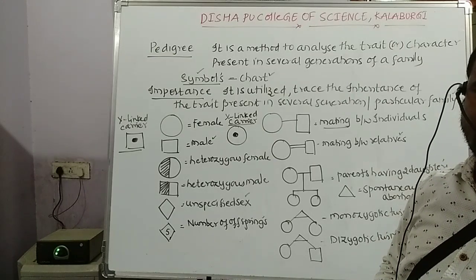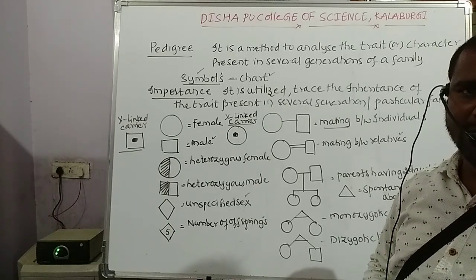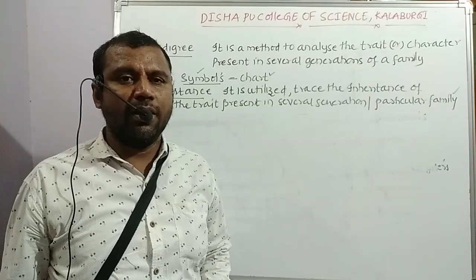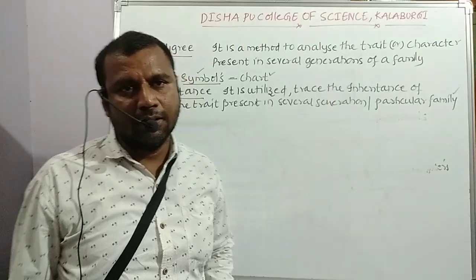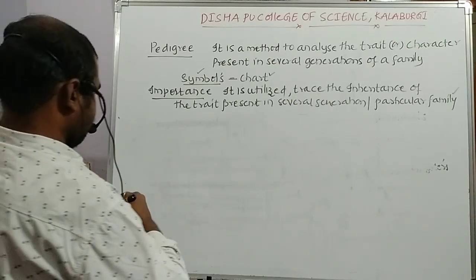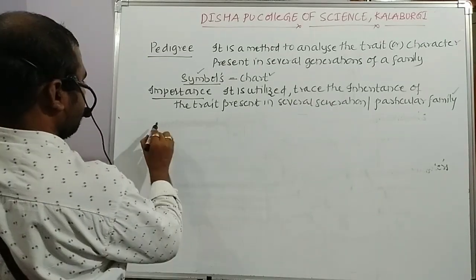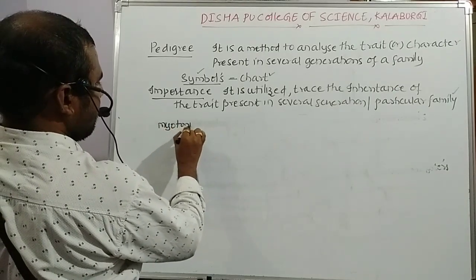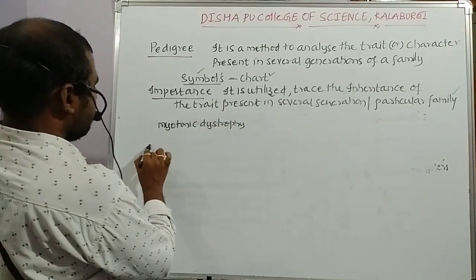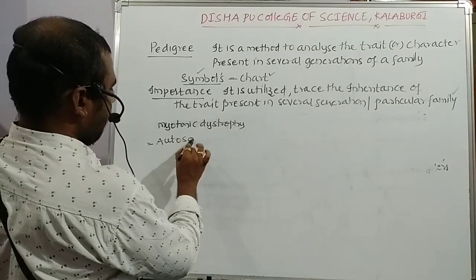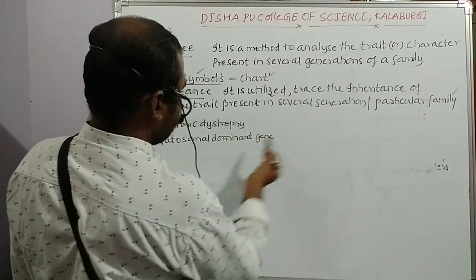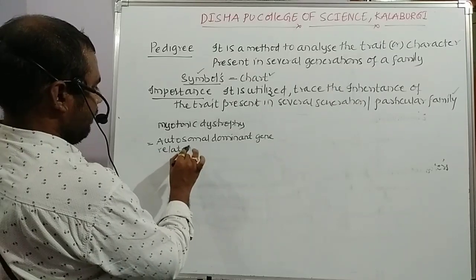Now, for our syllabus, we have two examples. One is myotonic dystrophy. Another one is sickle cell anemia. Now, we are going to study the two different examples related to the pedigree charts. One is myotonic dystrophy. It is an autosomal dominant gene related disorder.